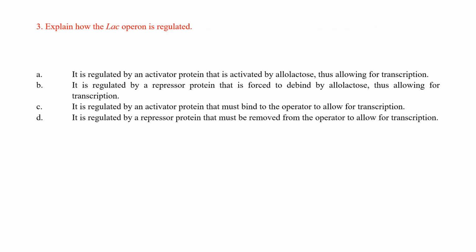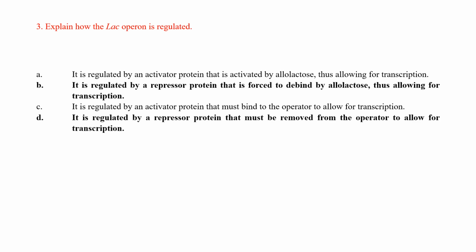Number 3, explain how the lac operon is regulated. Letter A, it is regulated by an activator protein that is activated by allolactose, thus allowing for transcription. Letter B, it is regulated by a repressor protein that is forced to bind by allolactose, thus allowing for transcription. Letter C, it is regulated by an activator protein that must bind to the operator to allow for transcription. Or D, it is regulated by a repressor protein that must be removed from the operator to allow for transcription.